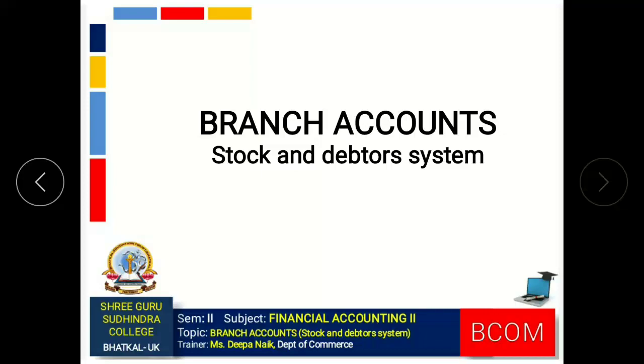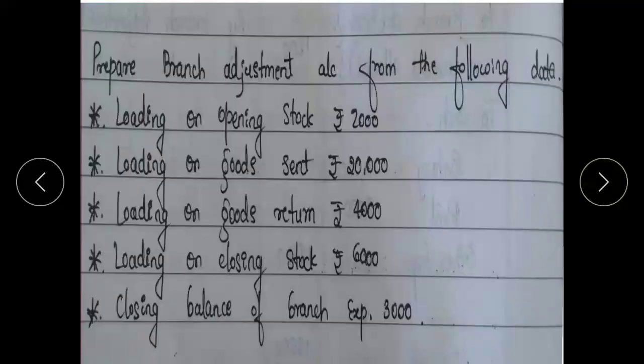Stock and debtor system. We'll have a look at some problems based on stock and debtor system. Take a note of this question. In this question you are asked to prepare the branch adjustment account. So here you are required to prepare only the branch adjustment account based on the information provided.